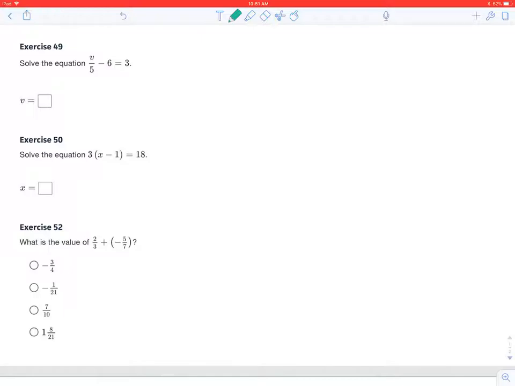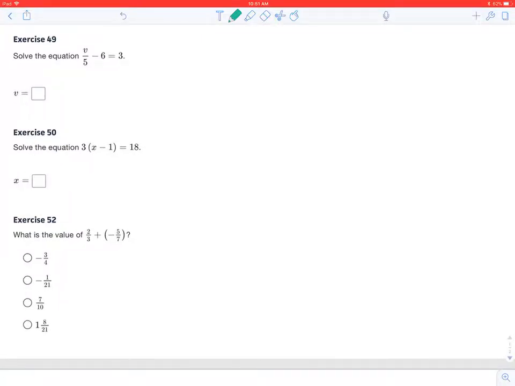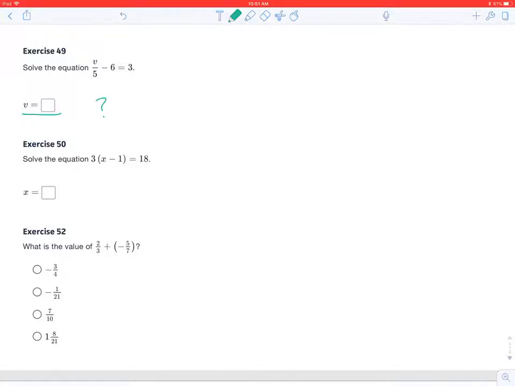You're going to need to do two things in order to solve for the variable. I want to get the v by itself. So as you can see here, v is equal to what number? Well, the way we are going to determine that is by removing the numbers that are hanging around with the v. So we would need to remove this 5 and this 6. Now, I want to remove that 6 first because v divided by 5 minus 6, I can simply add 6 to both sides, and I'll get v divided by 5 is equal to 9. So I'll get the v by itself.